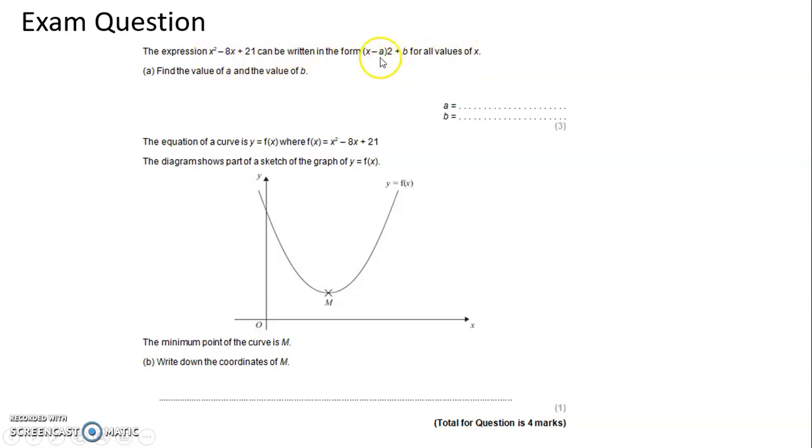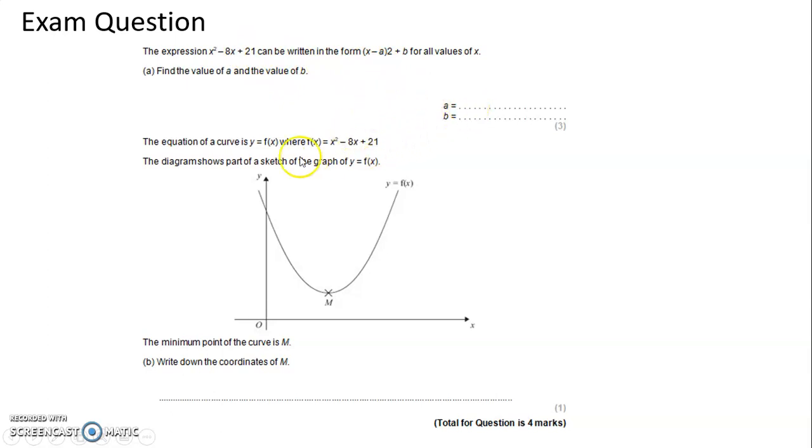So what this is telling you is completed square form. That's what this is. When you see this, that's what you should think. It looks a bit scary because it's been written in general algebra, but you should just be thinking, okay, they're asking me to write this in completed square form, and then they're asking me to say what the value of a and b are.